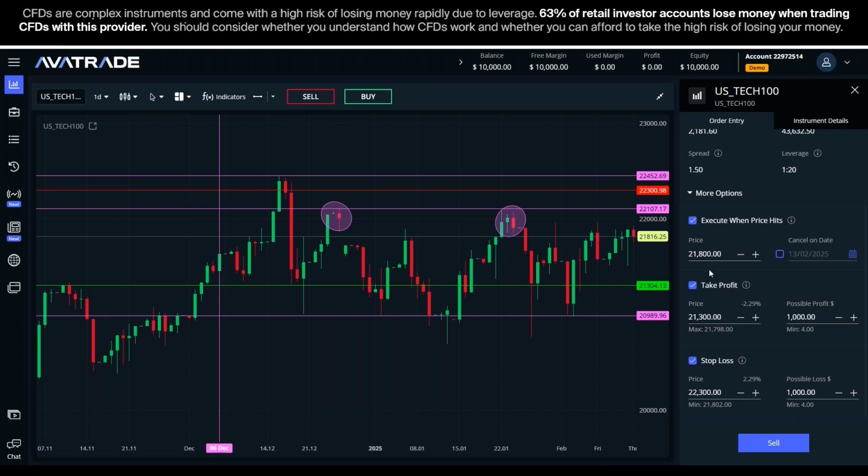Okay, keep in mind that if you're not enabling the execute when price hits, what will happen is the market will keep moving and the numbers you're going to get here are not going to be precise. Okay, because the entry will be based on market execution. So if you're going to choose a number like this, which is flat, and at the moment it should trigger at 21,800, regardless the price that it's at right now. Okay, so those three are pending orders.